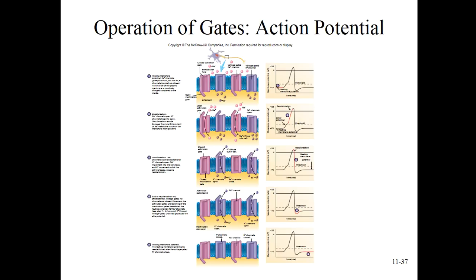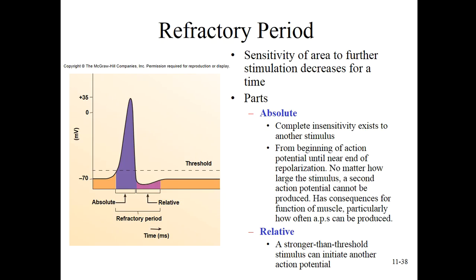For example, you could imagine a question like this. During repolarization, which ion is moving and in which direction? During repolarization, potassium is moving out of the cell, which is why the electrical activity goes back into negative territory.